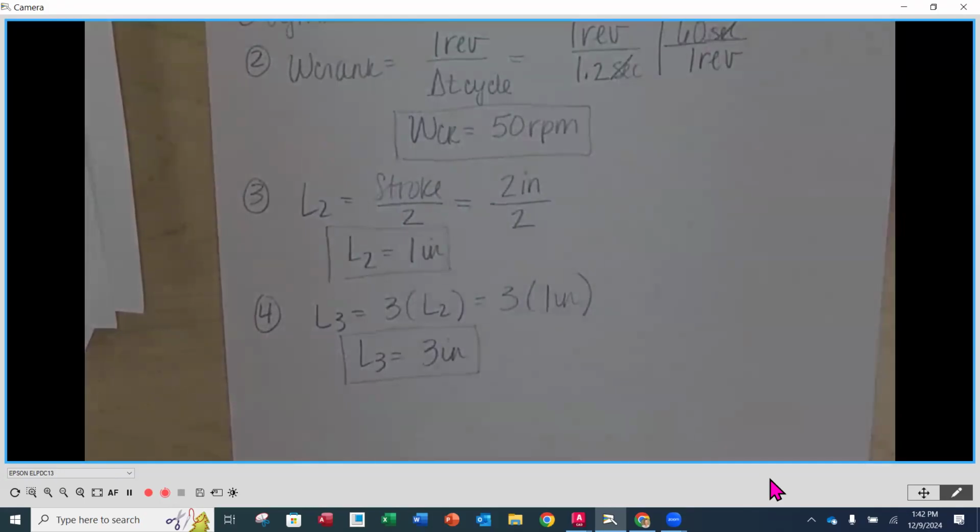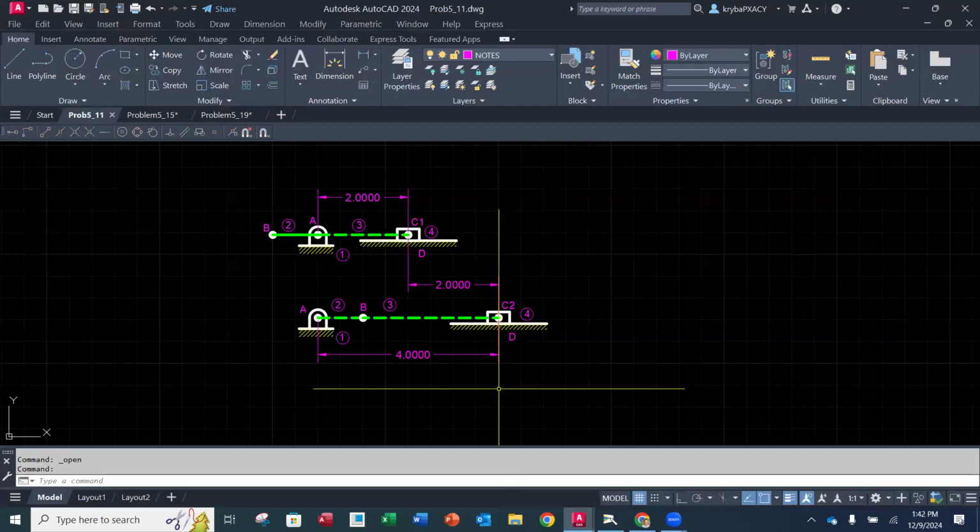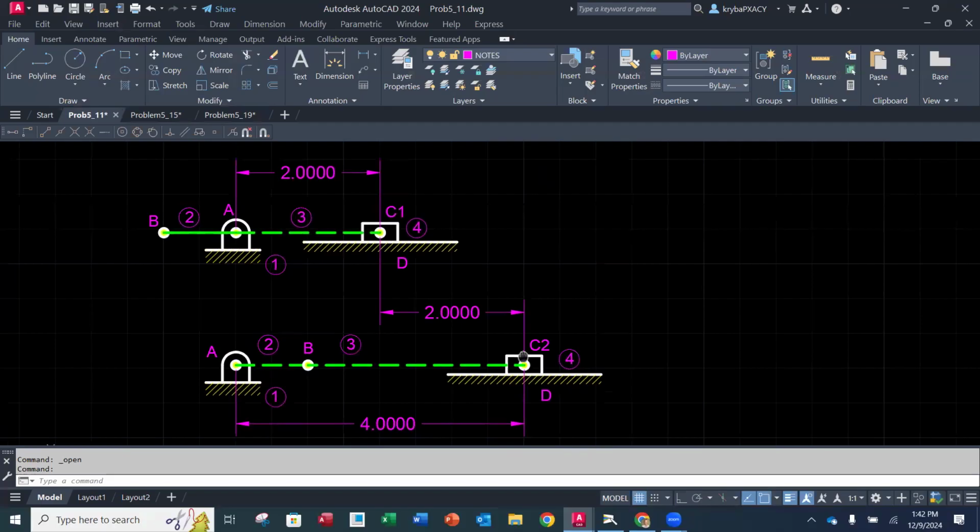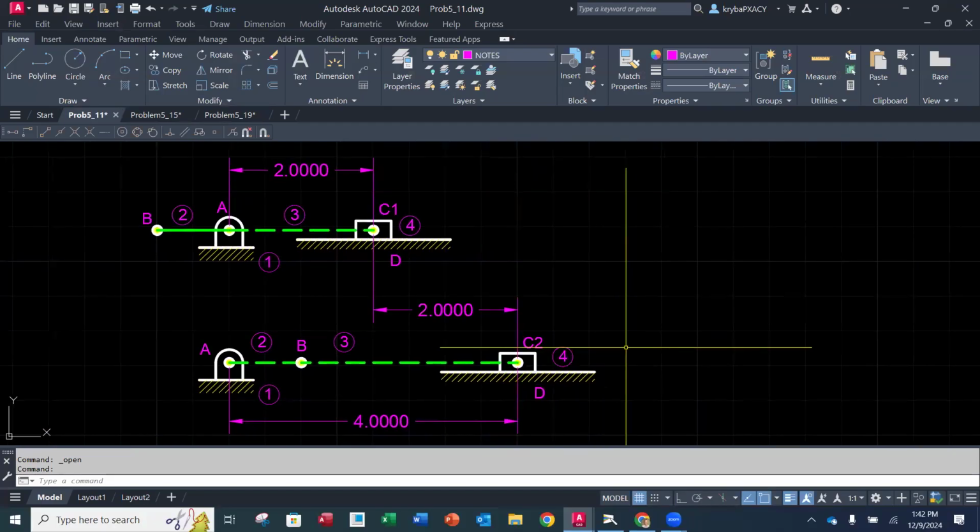Right. So now that's the information I need to draw out my mechanism. So I'm going to go over to AutoCAD. Okay. And I'm going to give you some time. I do want you to draw out this mechanism in its extreme positions.